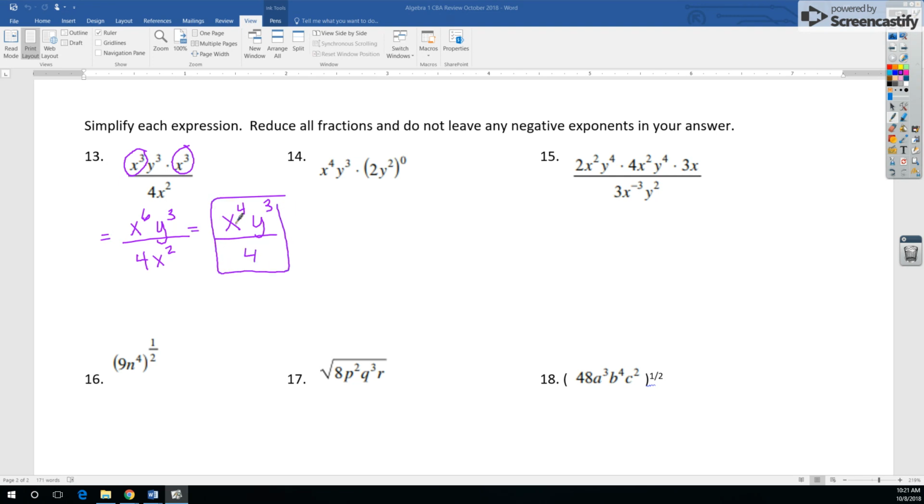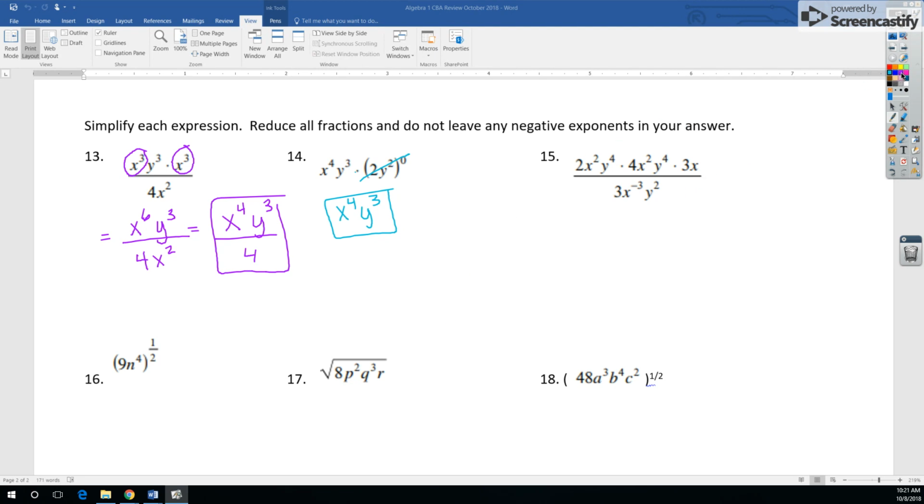Final answer, because x and y are different variables, they cannot be combined together, and that's all we can do. Anything to the 0 power is 1, and if you multiply by 1, that doesn't do anything because it's the multiplicative identity. So we are done here. X to the fourth, y to the third. Nothing more that we can do, again, because x and y are different variables.